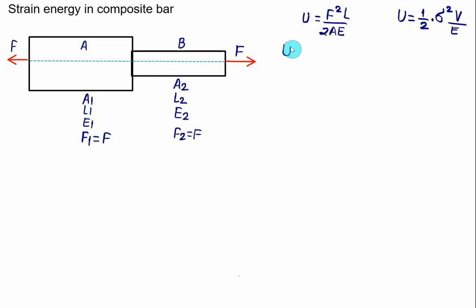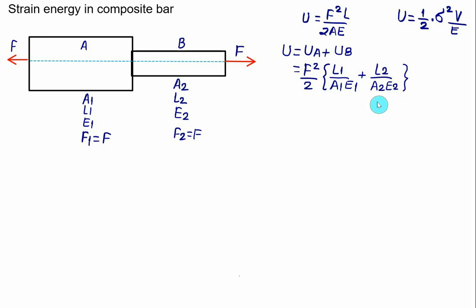So the total strain energy in this case you can calculate by the principle of virtual work. The total strain energy consists of the strain energy of part A plus the strain energy of B. And since the force is the same, it is better to use this equation. So we have F square common, divided by 2 common. What is left is L1 divided by A1 divided by E1, plus L2 divided by A2 divided by E2. In this fashion we can calculate the strain energy in a composite bar.